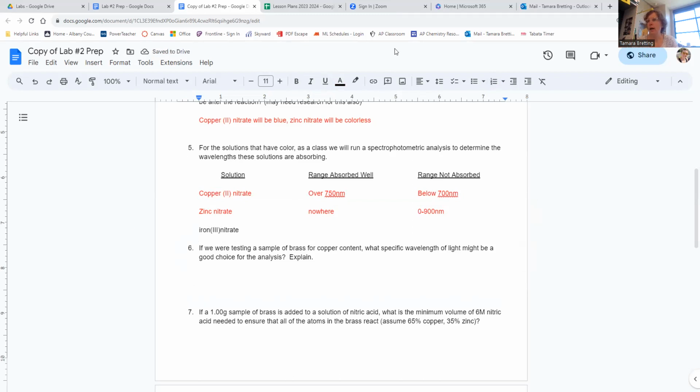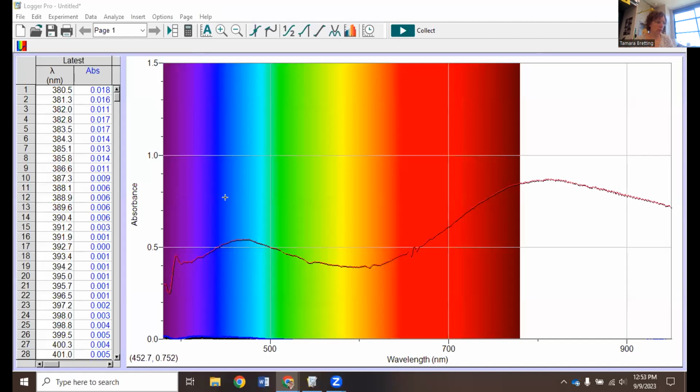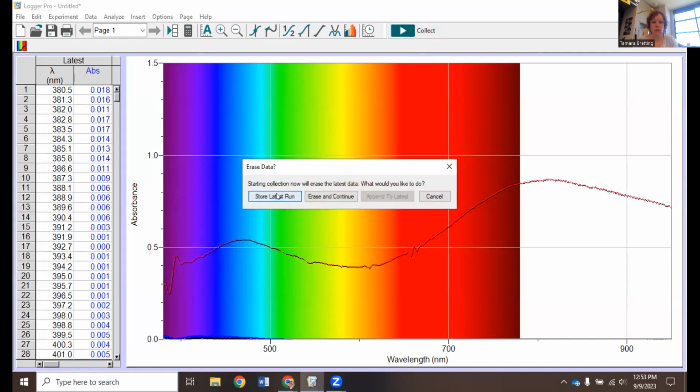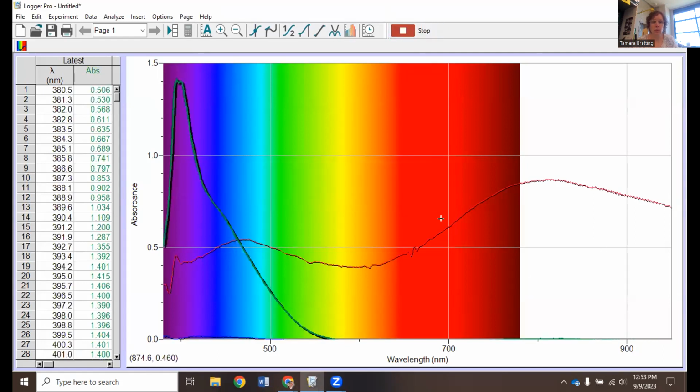Okay, we're going to test that one, and then we'll come back and record what that absorbs well and what it doesn't. So let me switch that out here. Okay, so collect, keep that copper line visible.